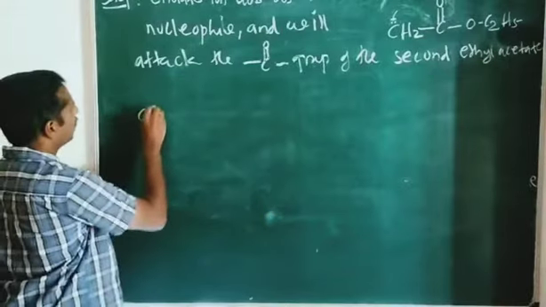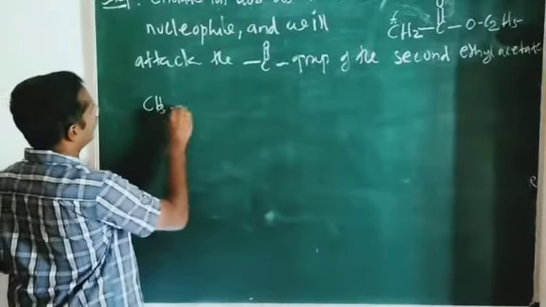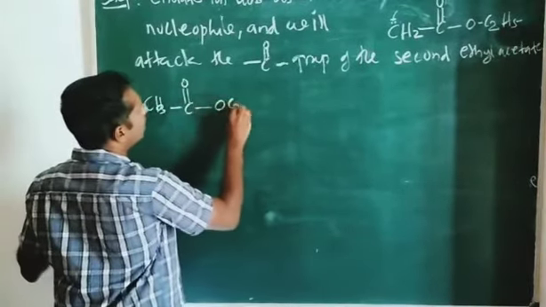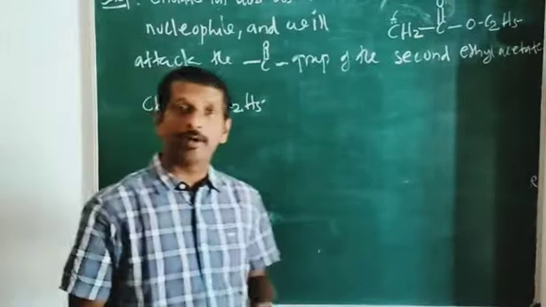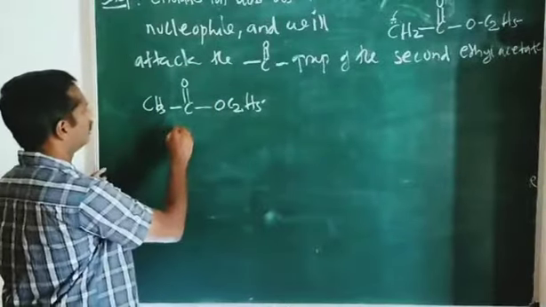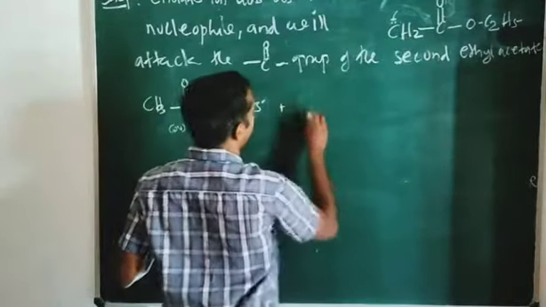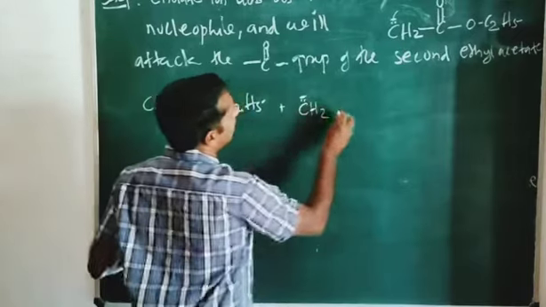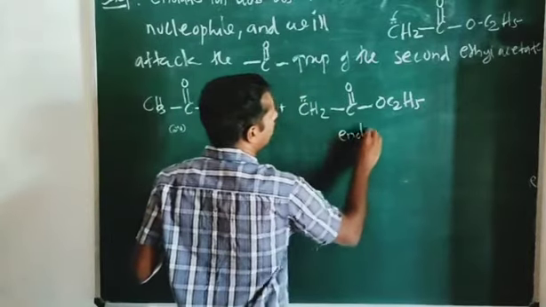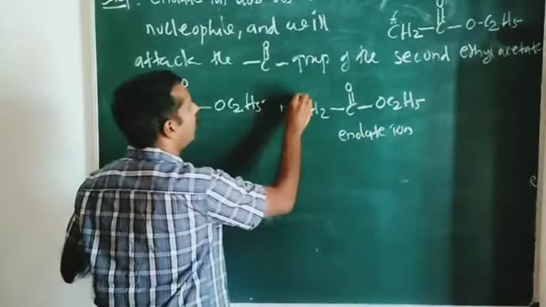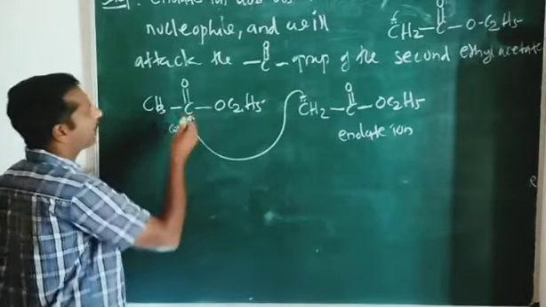Here is our enolate ion, and we are writing the second ethyl acetate molecule. What is the second ethyl acetate? CH3COOC2H5. This is our second molecule. The first molecule is changed into enolate ion, and that enolate ion is attacking the second molecule of ethyl acetate. What is our enolate ion? CH2 minus, C double bond O C2H5. This enolate ion will act as a nucleophile. Therefore, this negatively charged CH2 will attack this partially positively charged carbon.